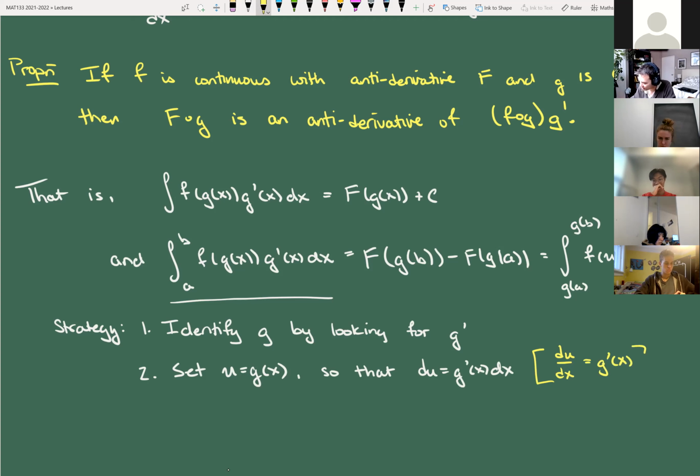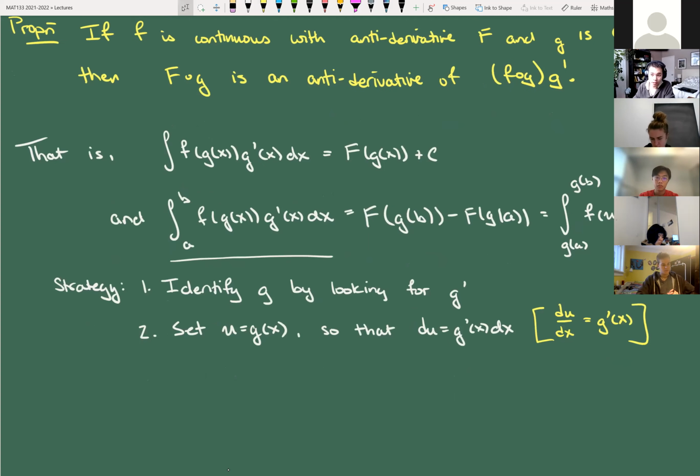There is, again, a sense in which this formally makes sense. If you know what a differential form is, this is okay to write down, but I'm not going to tell you what differential forms are because that's way too hard. So what I want you to do from now on is think about this: if I were to write du/dx, that would be g prime of x. Then I'm going to pretend that du/dx is a fraction, multiply both sides by dx, and that will give me du is g prime of x dx. Then we're going to substitute that into our integral.